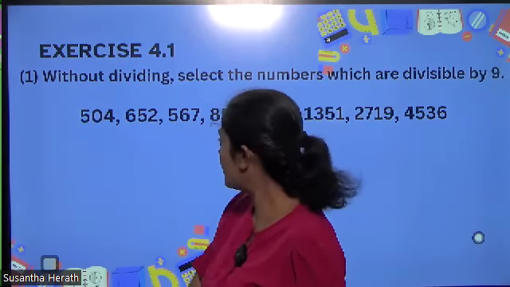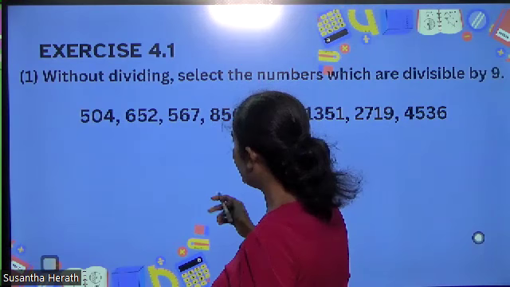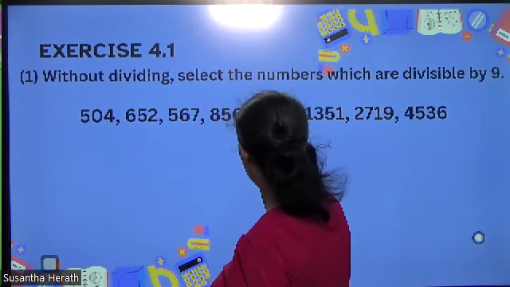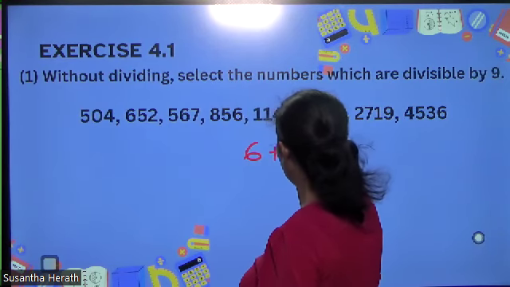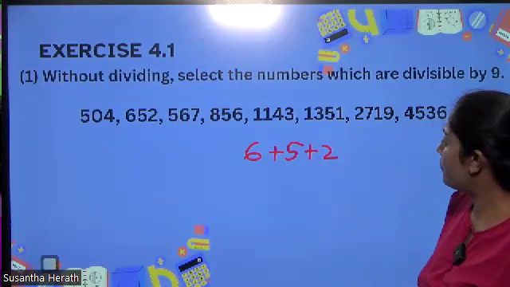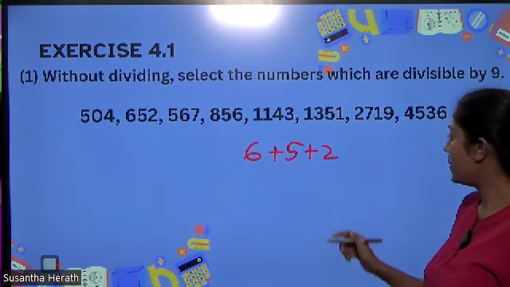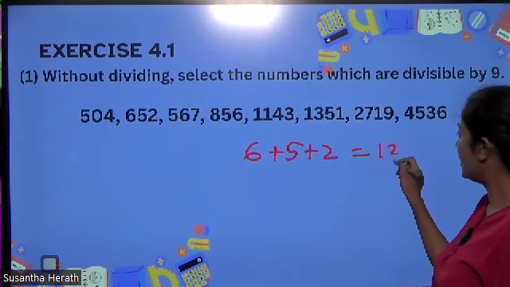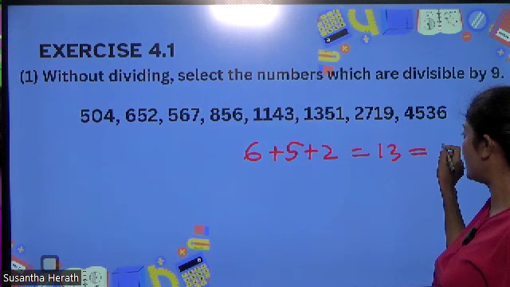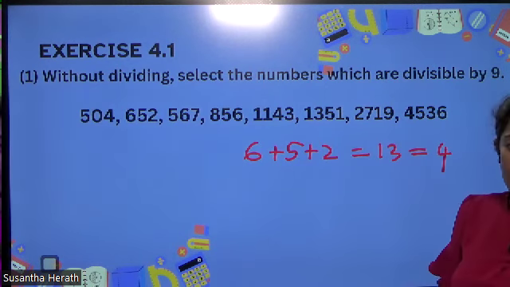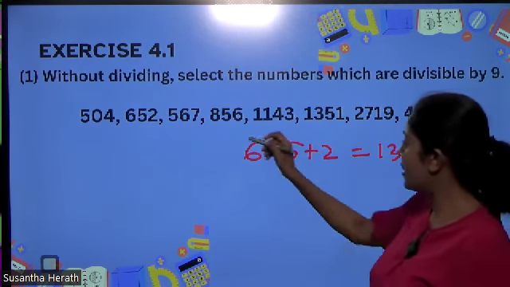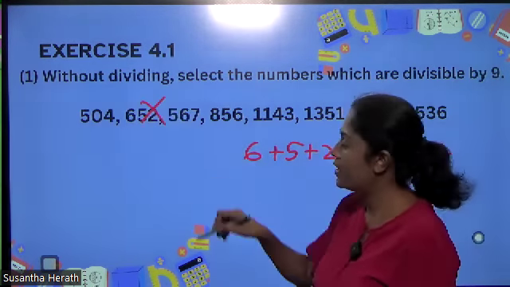Right, next one, 652. What is the digital root? 13. Yes. 6 plus 5, 11. 11 plus 2, 13. Then 13 means 1 plus 3. Digital root is 4. Then this number is not divisible by 9.